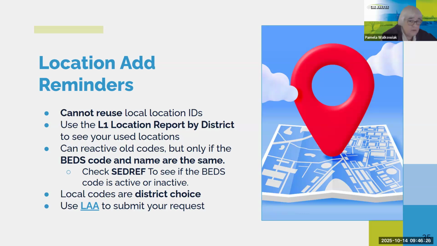And for anybody who's new or even been here for a little bit, you might ask, well, how do I know if it's never been used before in a previous year? Well, to get the answer to that, there is a Level 1 report called Location Report by District to get a list of all locations that have ever been used by your district. So you'll need to pick a local code that does not appear on that list.